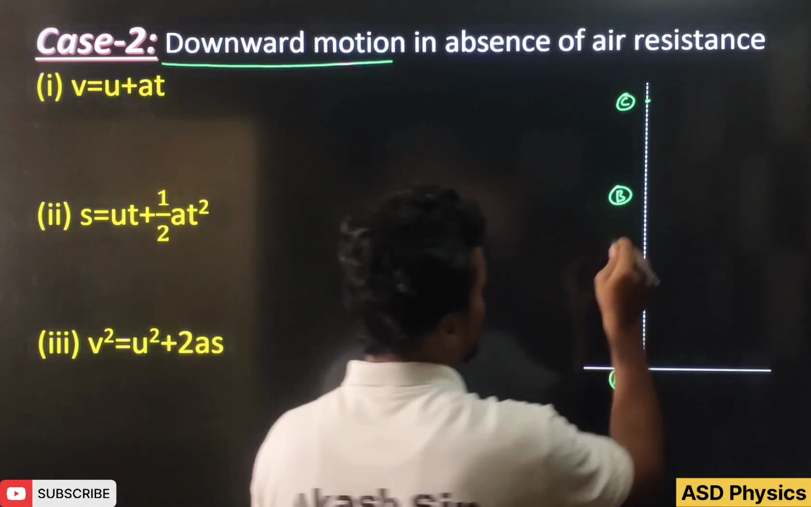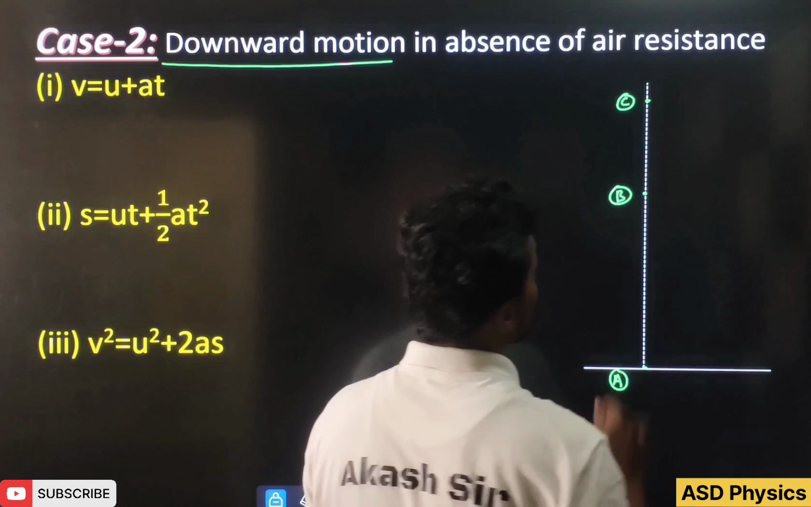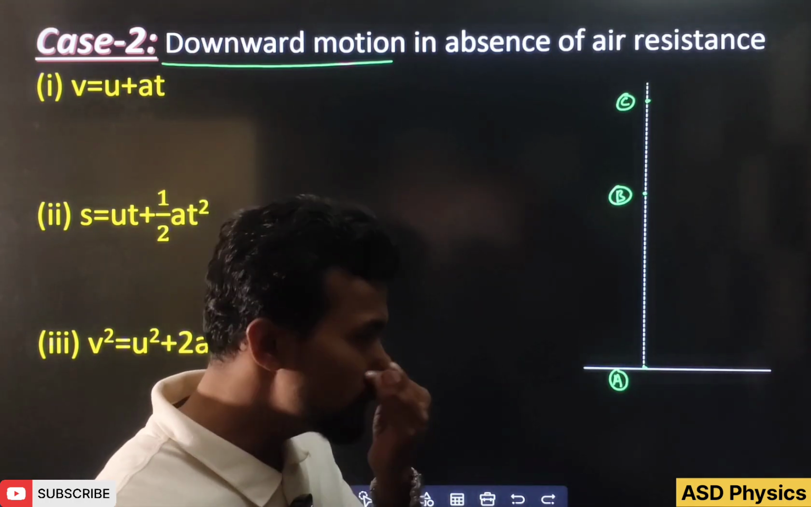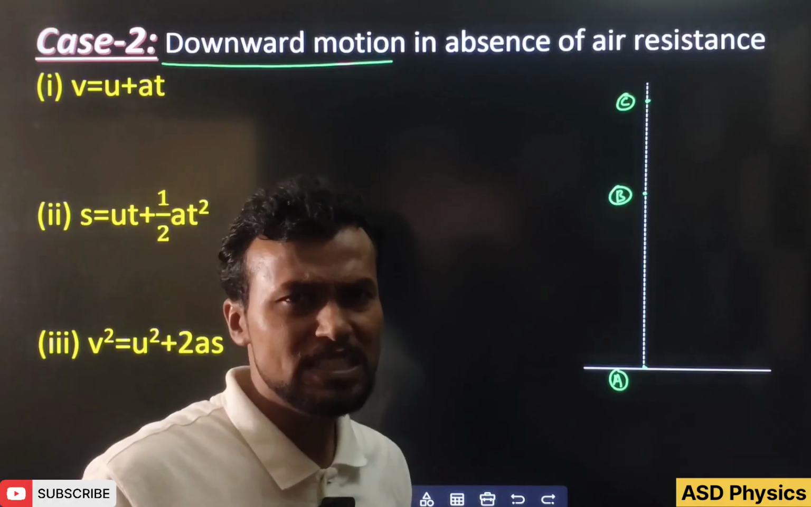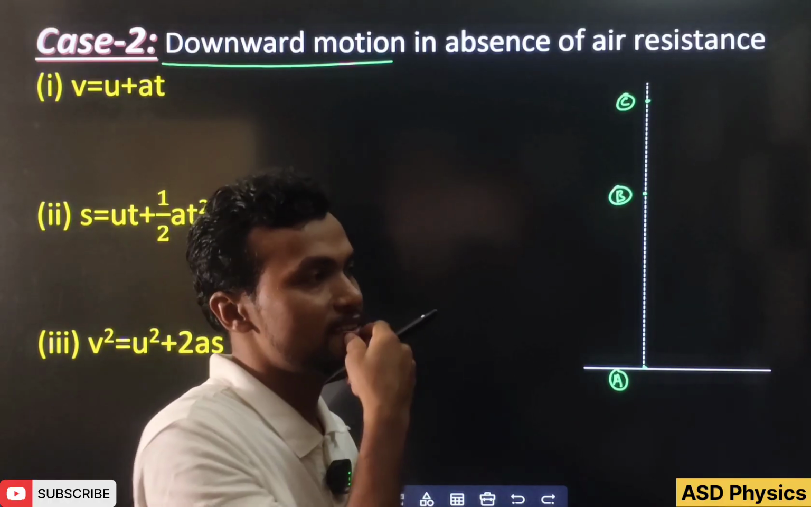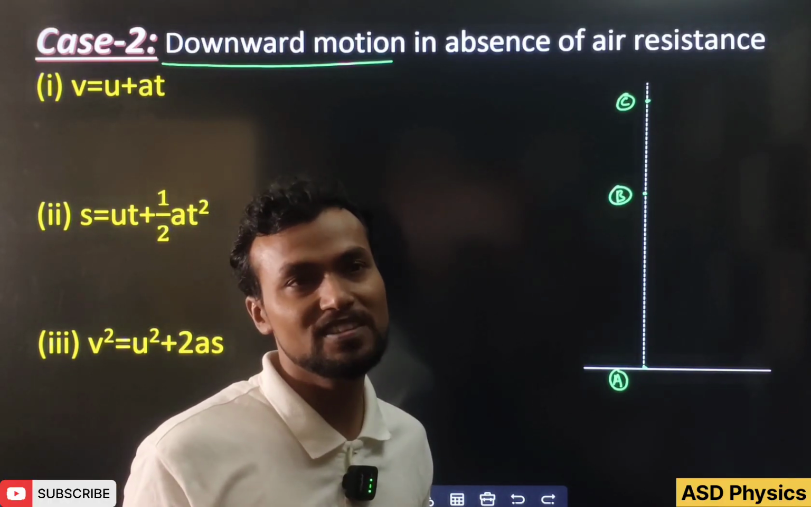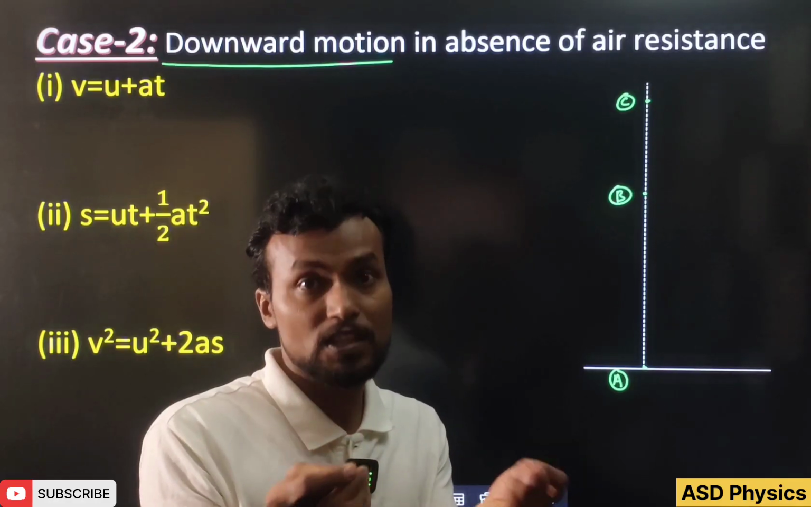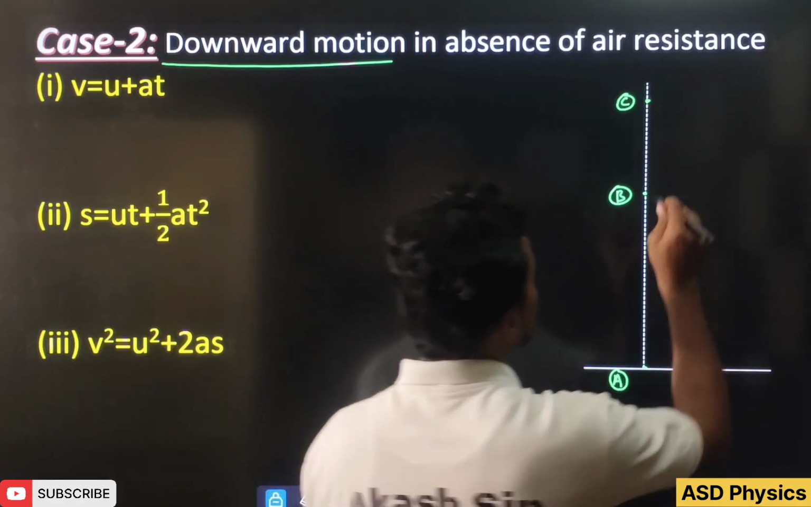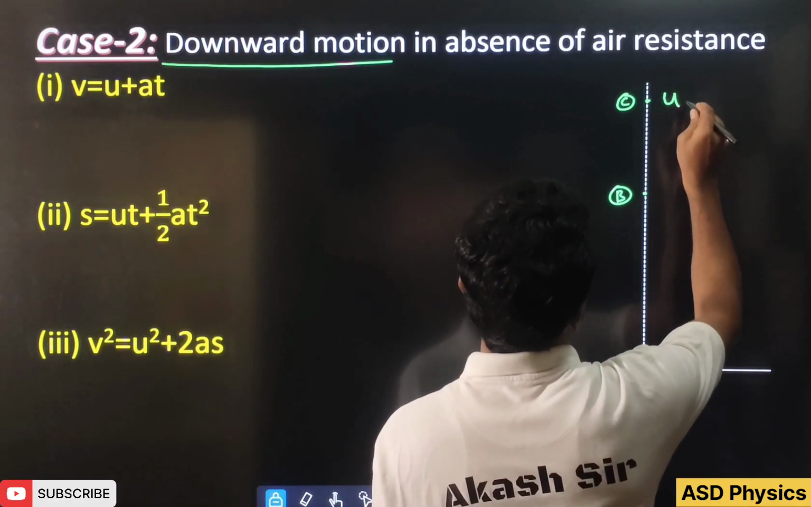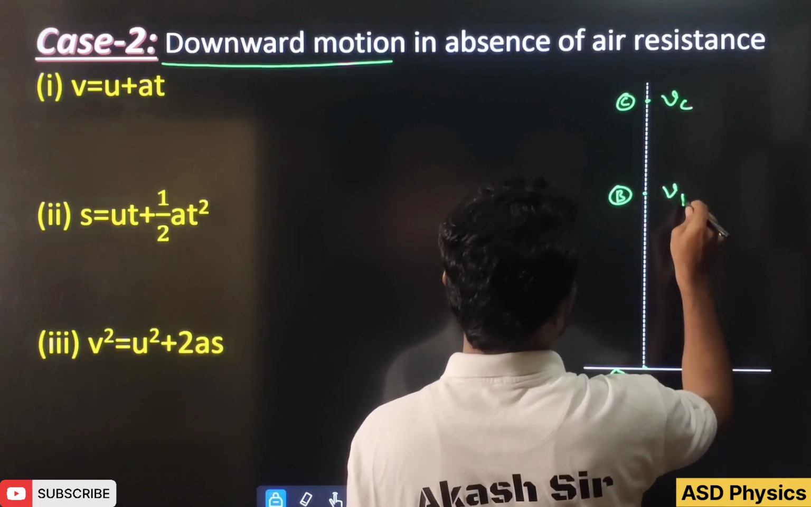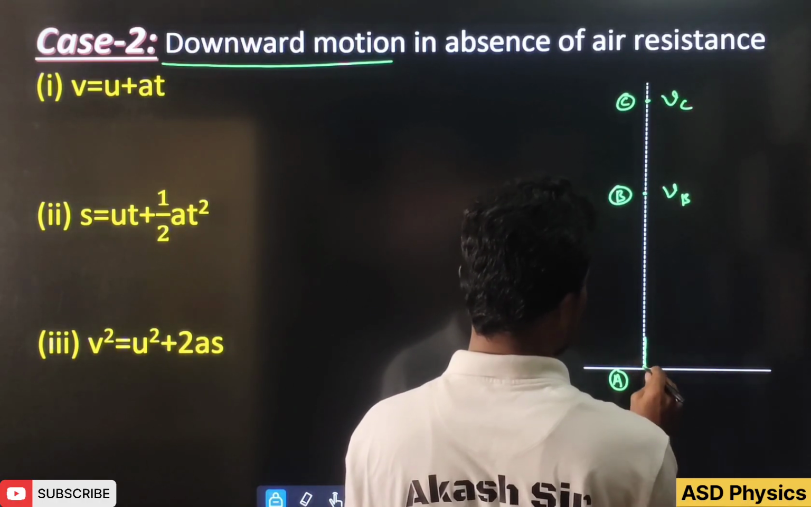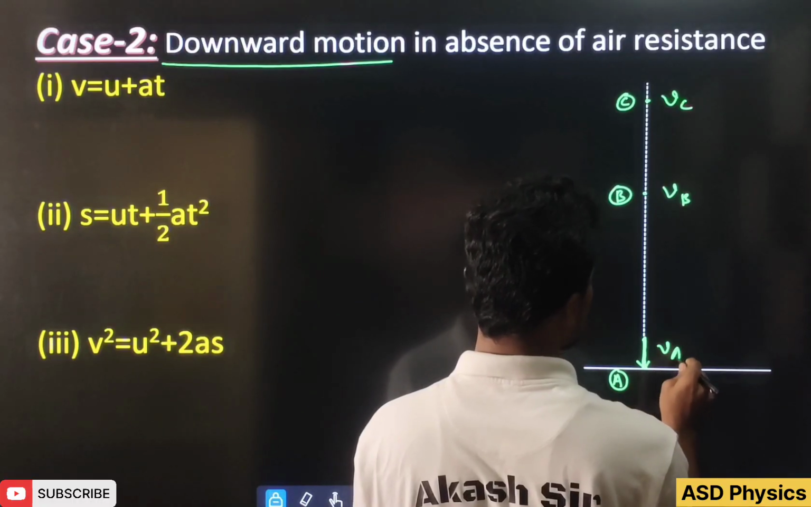If we talk about the velocity, as of now let's take that the particle is going to drop from a stationary object like a building, tower and all that. If I write the velocities here, let's take velocity Vc here, velocity Vb here, and velocity Va here.